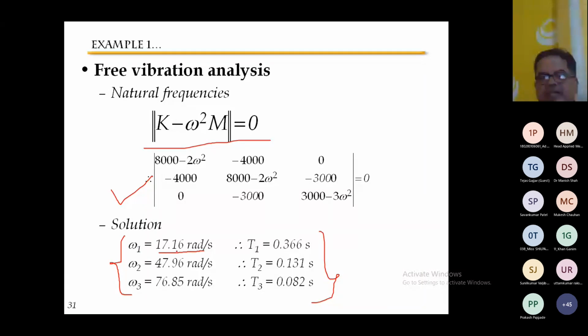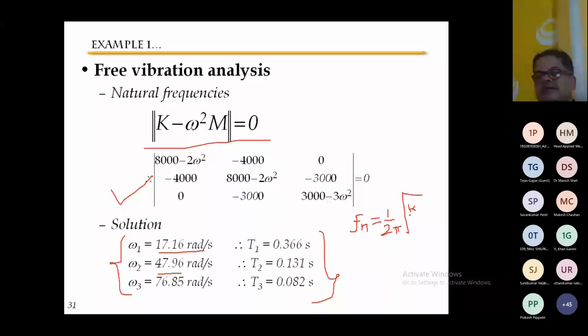So omega 1 is the fundamental frequency, then omega 2, omega 3. It's a 3 degree of freedom system, so we have 3 dominating frequencies and corresponding natural periods. We know that the natural frequency is equal to 1 upon 2 pi times the square root of k by m. This is the equation of natural frequency.